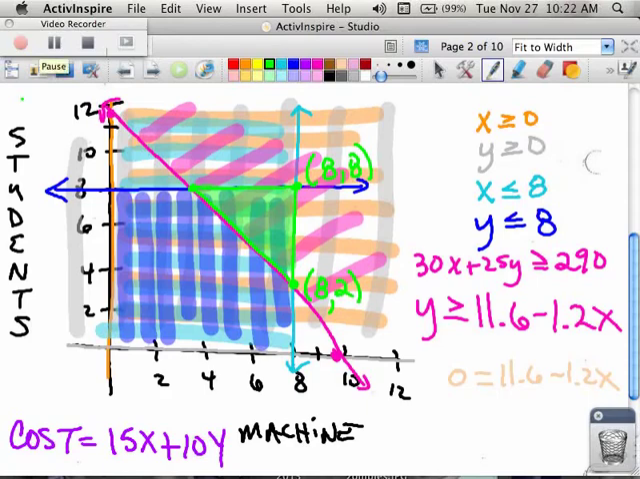Okay, so we find out that when we plug in the 8 on the far bottom right-hand side of that triangle, which also intersects the pink line, I would have 11.6 minus 1.2 times 8, or in other words, 11.6 minus 9.6, and that's how we got the 2.